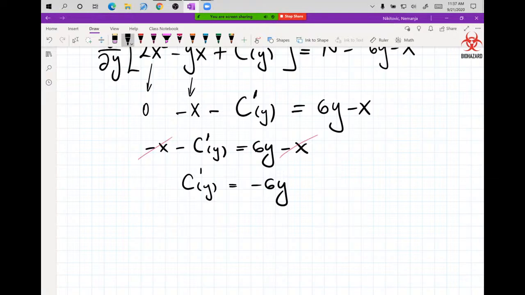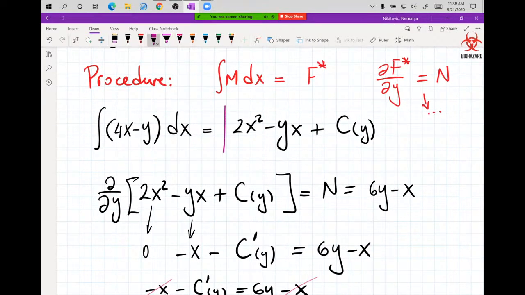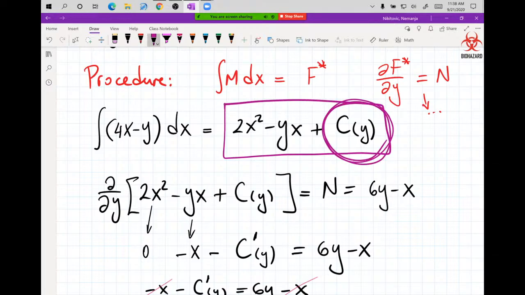So now I'm going to integrate both sides. This is going to give me c of y on the left, and on the right, negative 3y squared plus, you can say, constant k. It's all right, constant k. Look, if we go back, this was your answer. You just needed this piece of the puzzle, and now we found it.